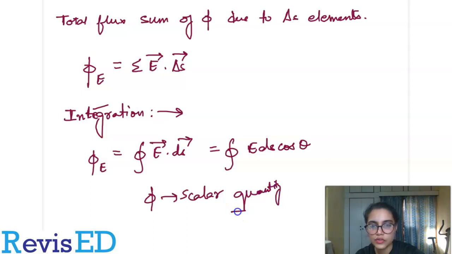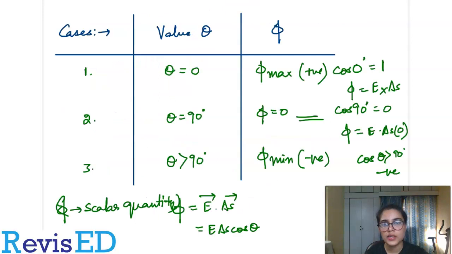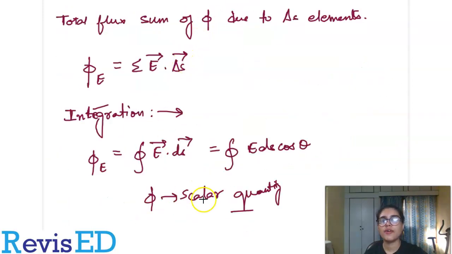So this is what we discussed today, the electric flux special cases. We have tabulated it. We have learned that phi is a scalar quantity, and we have also found that the total flux is the summation of the individual fluxes through small elements delta S, or simply the integration over the small elements.